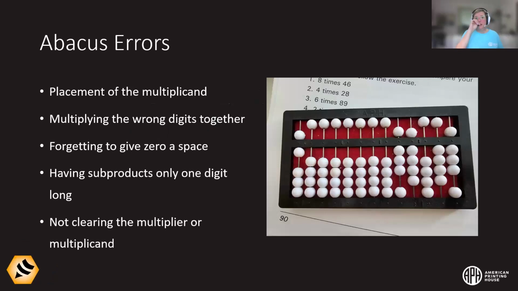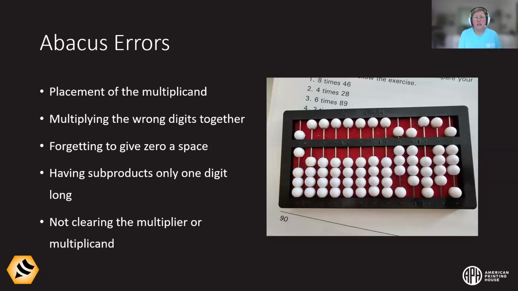So just a little bit about Abacus errors with multiplication. Placement of the multiplicand, of course. You can see that if you don't have that placement correct, you're going to end up with your answer, your product, on the wrong columns, and that can be a problem. So that can be a quick and easy Abacus error. Correction would be giving them smaller problems to set, 2 times 2, just to practice that placement.